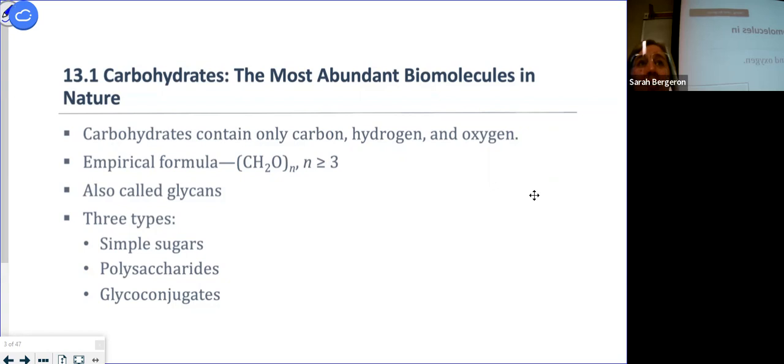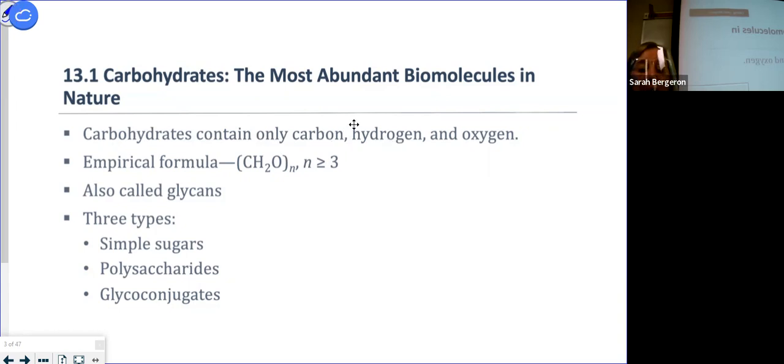And you know, we say, here's a protein, but that protein is not pure protein. Most proteins have carbohydrates attached to them. Lipids have carbohydrates attached to them. Lots of things have carbohydrates attached to them. So they get to be really, really important.